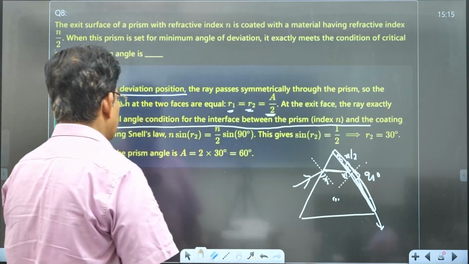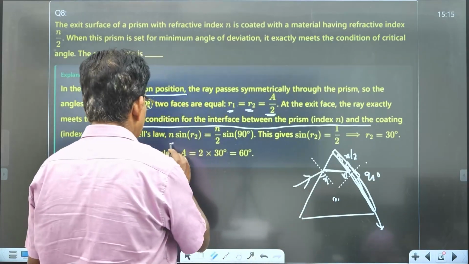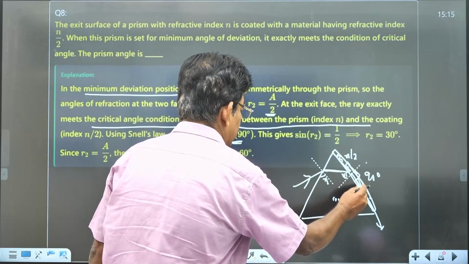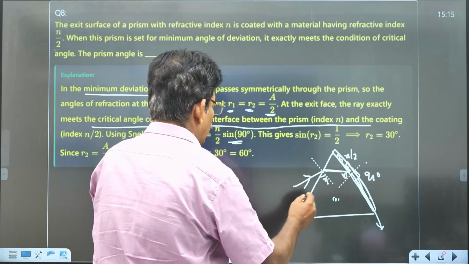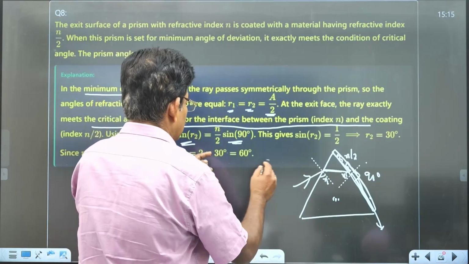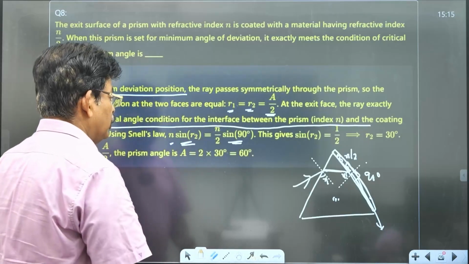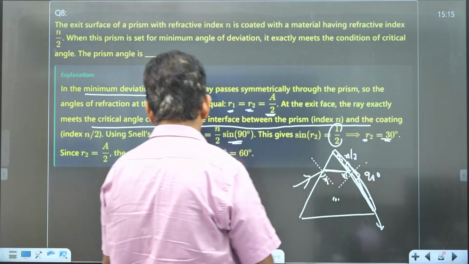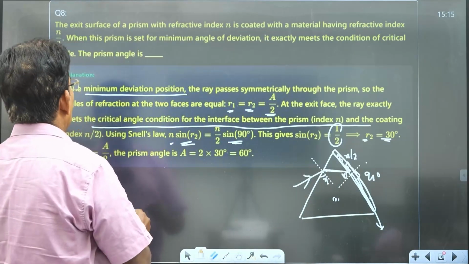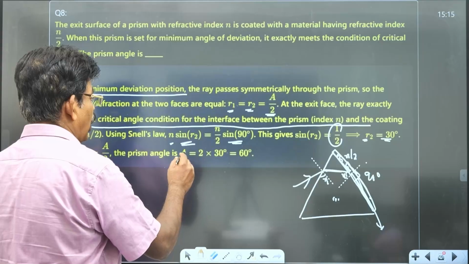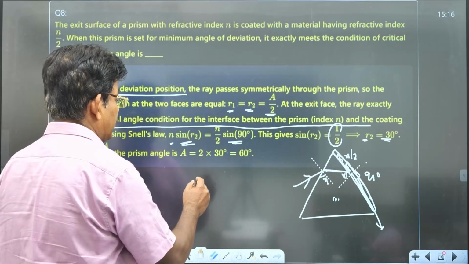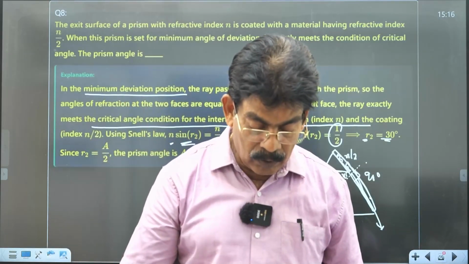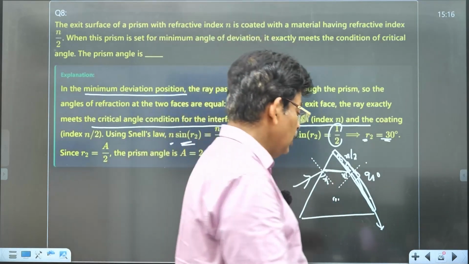Using the condition n1 sine r1 equals n2 sine r2, coming from a medium n, n into sine r2 is equal to n by 2 into sine 90. When you solve it out, sine r2 is coming to be half, or r2 is coming to be 30 degree. Therefore, we have to calculate the angle of prism. R1 is equal to R2 is equal to A by 2. That is A by 2 is 30 degree, or A is equal to 30 into 2, 60 degree. So answer for the question is 60 degree. Answer option is 3. Go to the next question.